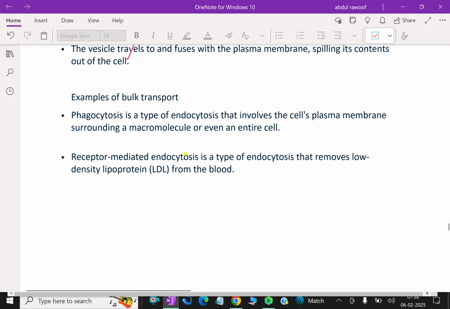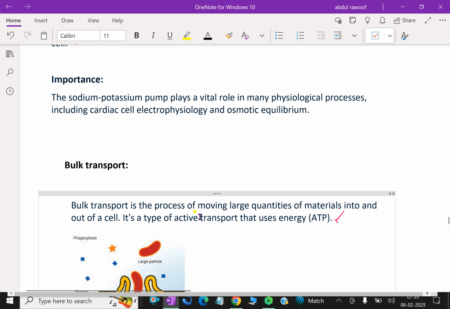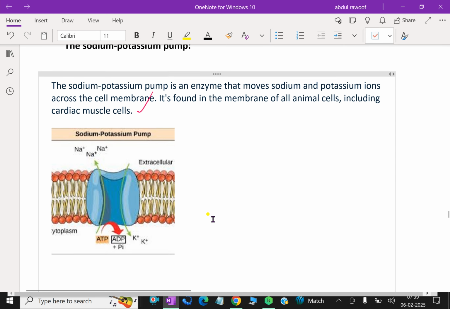Examples of bulk transport: phagocytosis is a type of endocytosis that involves the cell's plasma membrane surrounding a macromolecule or even an entire cell. Receptor-mediated endocytosis is a type of endocytosis that removes low-density lipoprotein, LDL, from the blood. So far, we discussed some transports in human cells.